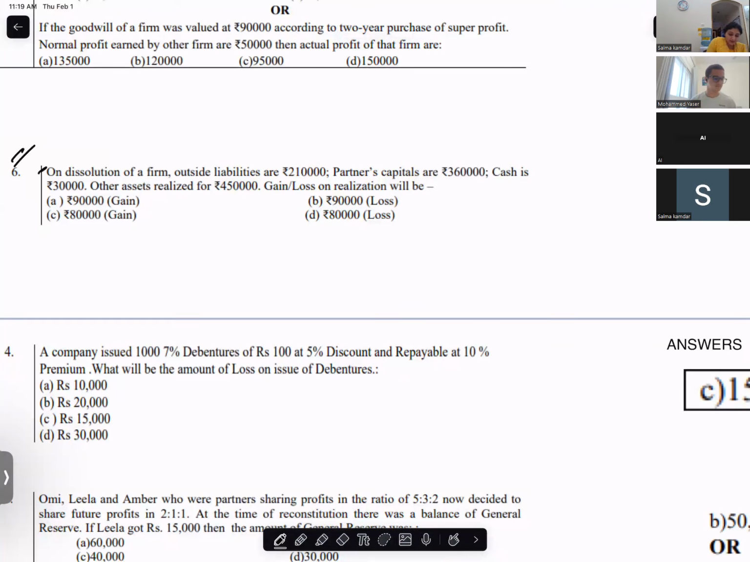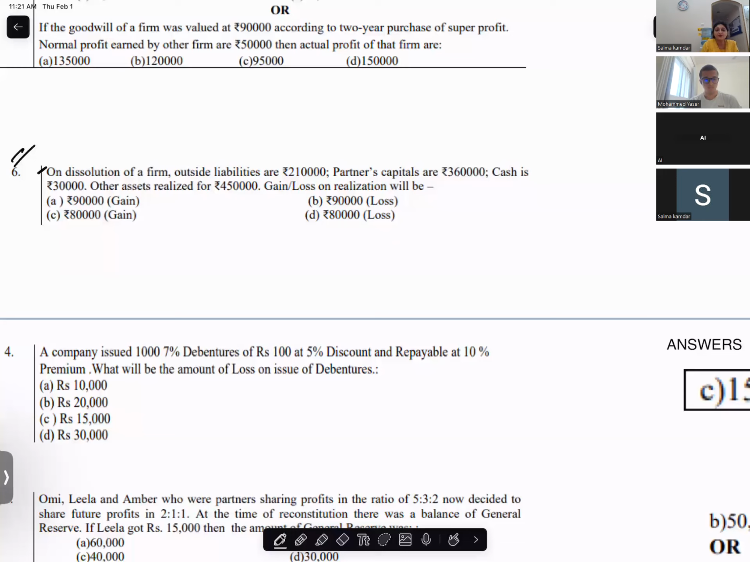Okay. So when there is a dissolution of the firm, can you tell me what happens? The firm will be closed and the assets and liabilities will be paid off and sold. Yes. Okay, fine. Now try this sum, I'm giving you 1 minute to try, and then I will explain.